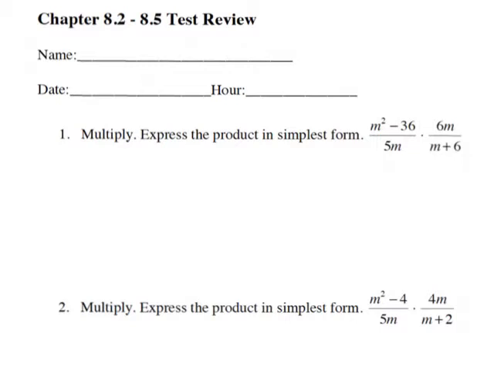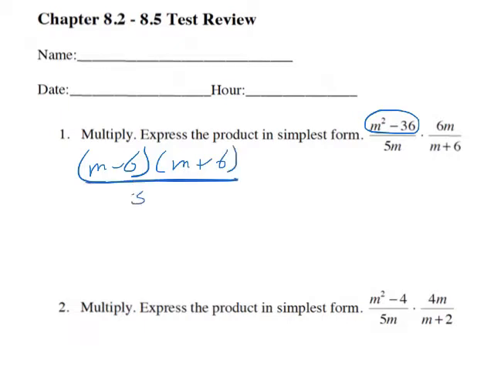Now, in doing this problem, it looks like this here is a difference of two squares, so it's going to factor. So it's going to be m minus 6 times m plus 6, all over 5m times, you have a 6m here, and this does not factor. Why? The m is to the first power, number 1, and number 2, there isn't a common factor between the m and the 6, so I'm going to put m plus 6.